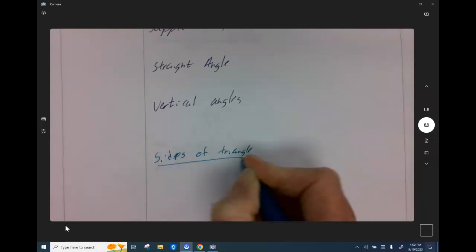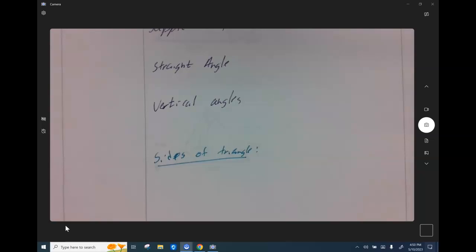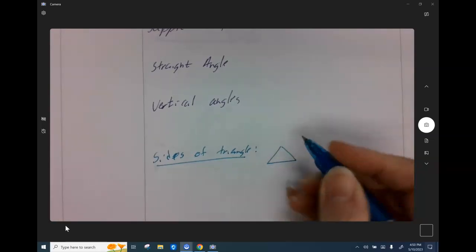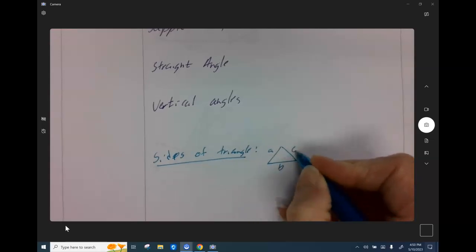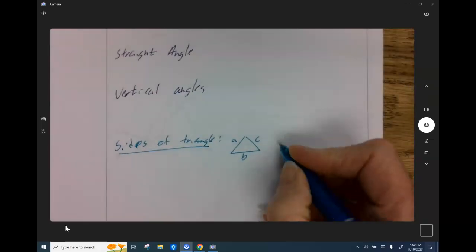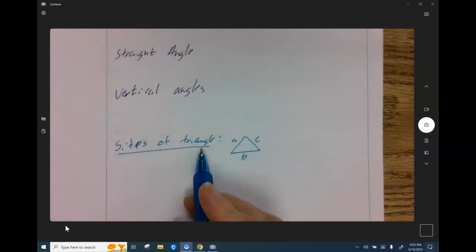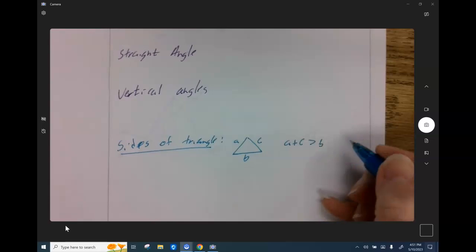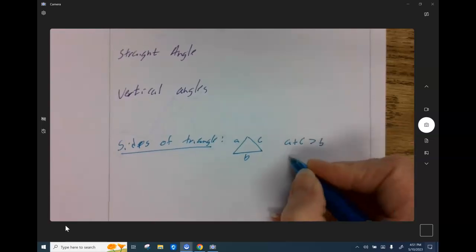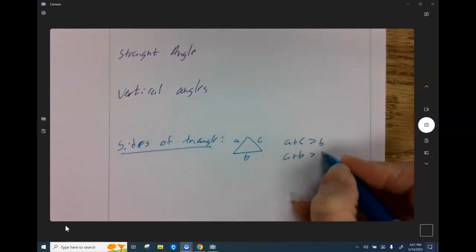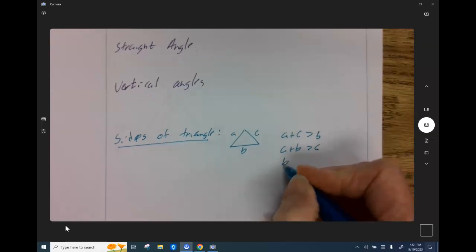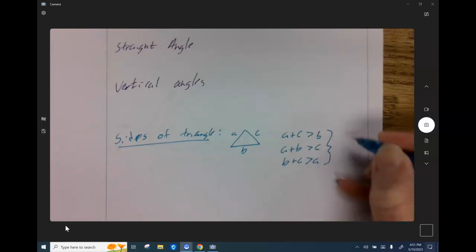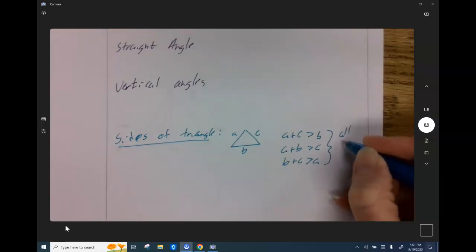Okay, so I'm going to state the theorem, but in a different way. So first I'm going to draw a picture. I'm going to call them A, B, and C. Those are my sides. And we know what the theorem says is that A plus C has to be greater than B. And all of these things have to be true. A plus B has to be greater than C. And B plus C has to be greater than A. All of these all have to be true.